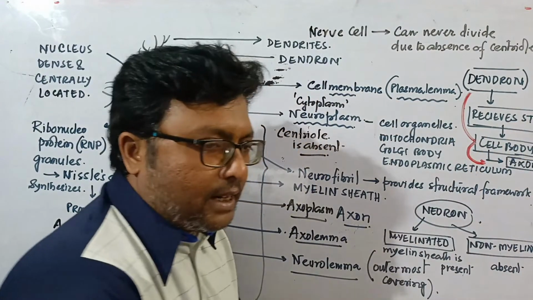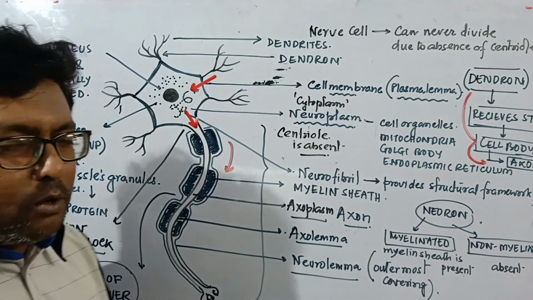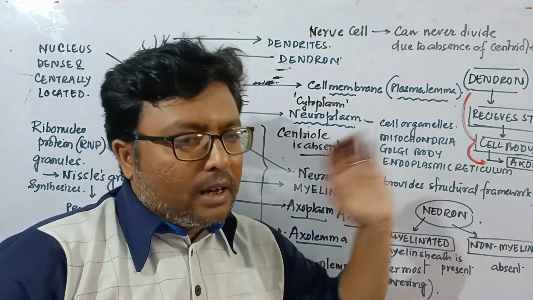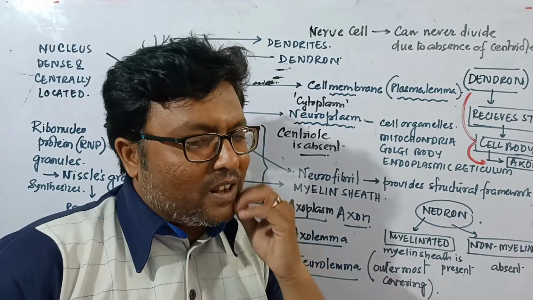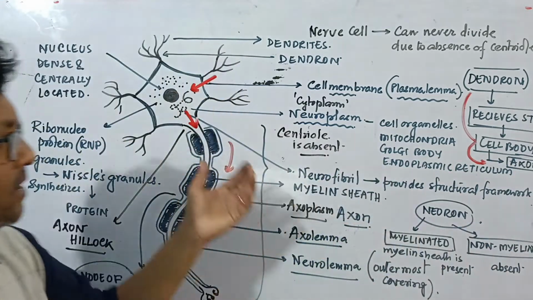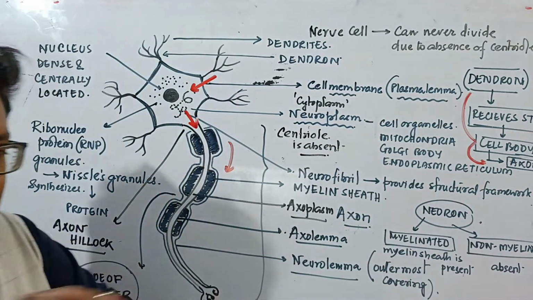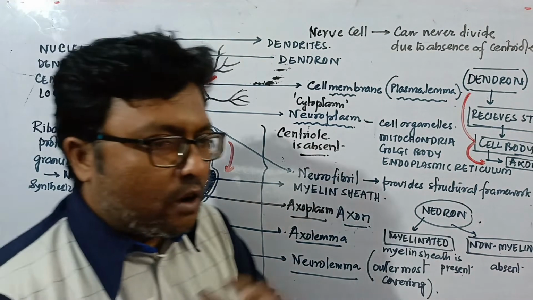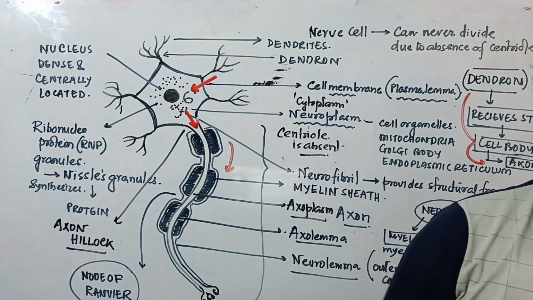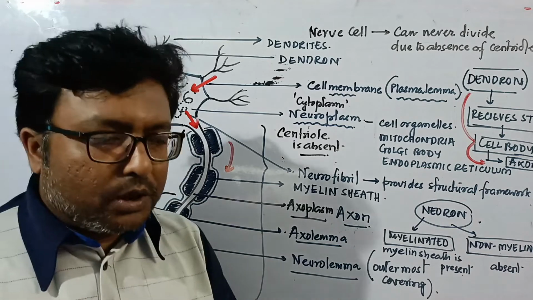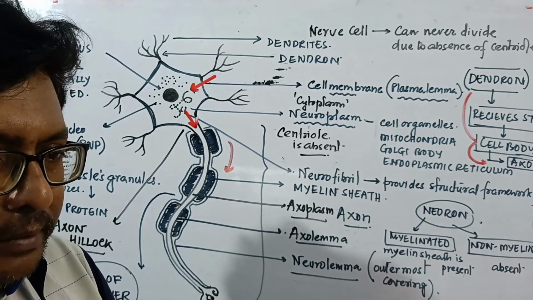You can simply say that this is the function of the cell body. What is the function of the cell body? We can simply say it receives stimulus from the dendron and it conducts the stimulus to the axon, or it transmits the stimulus to the axon. The axon generally conducts the stimulus, the dendron receives the stimulus. So this is the function of the different parts of the neuron. Okay, if you have anything to ask, please ask.